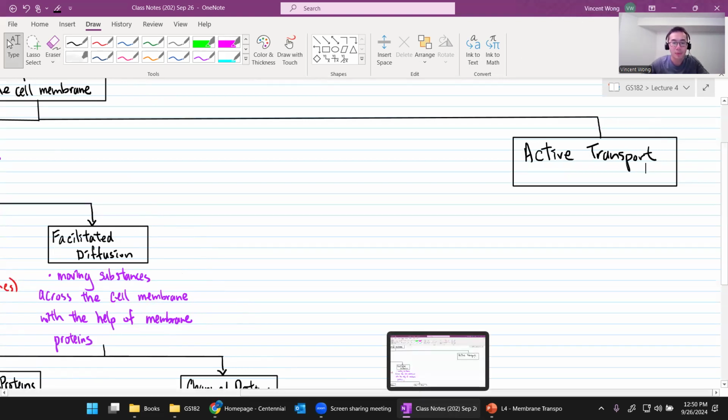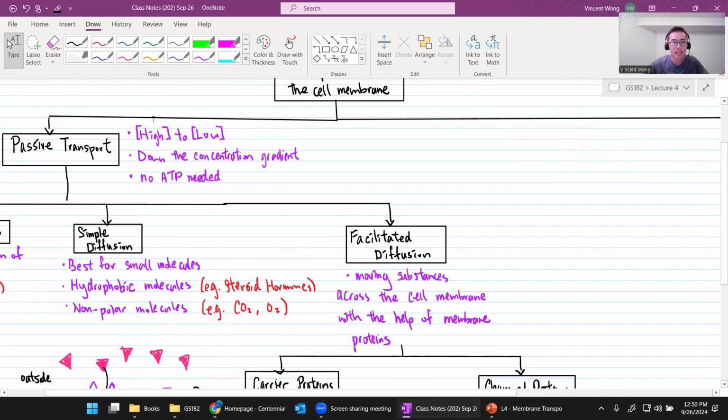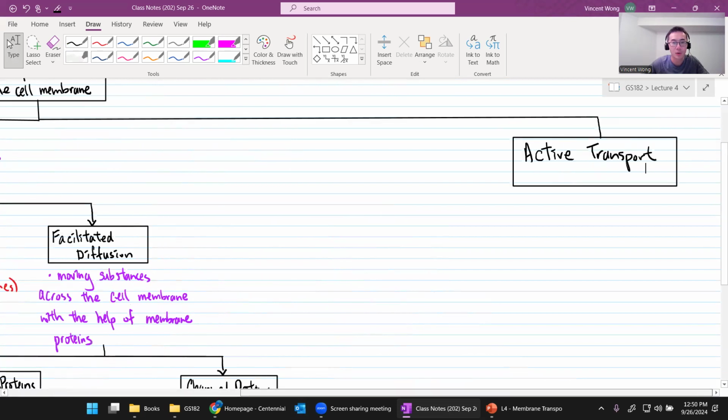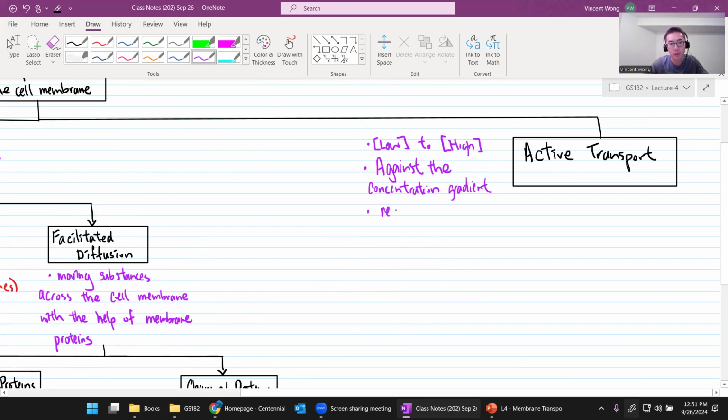So for active transport, in contrast with this, instead of going from high to low concentration, it is going from low to high concentration. So we are going against the concentration gradient. And it requires ATP. ATP needed.